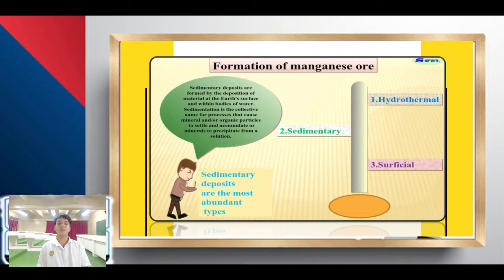And lastly is surficial processes. Kung muingon tag surficial processes, nagpasabot nga kini nga ore is accumulated through processes that take place on the Earth's surface, such as erosion.